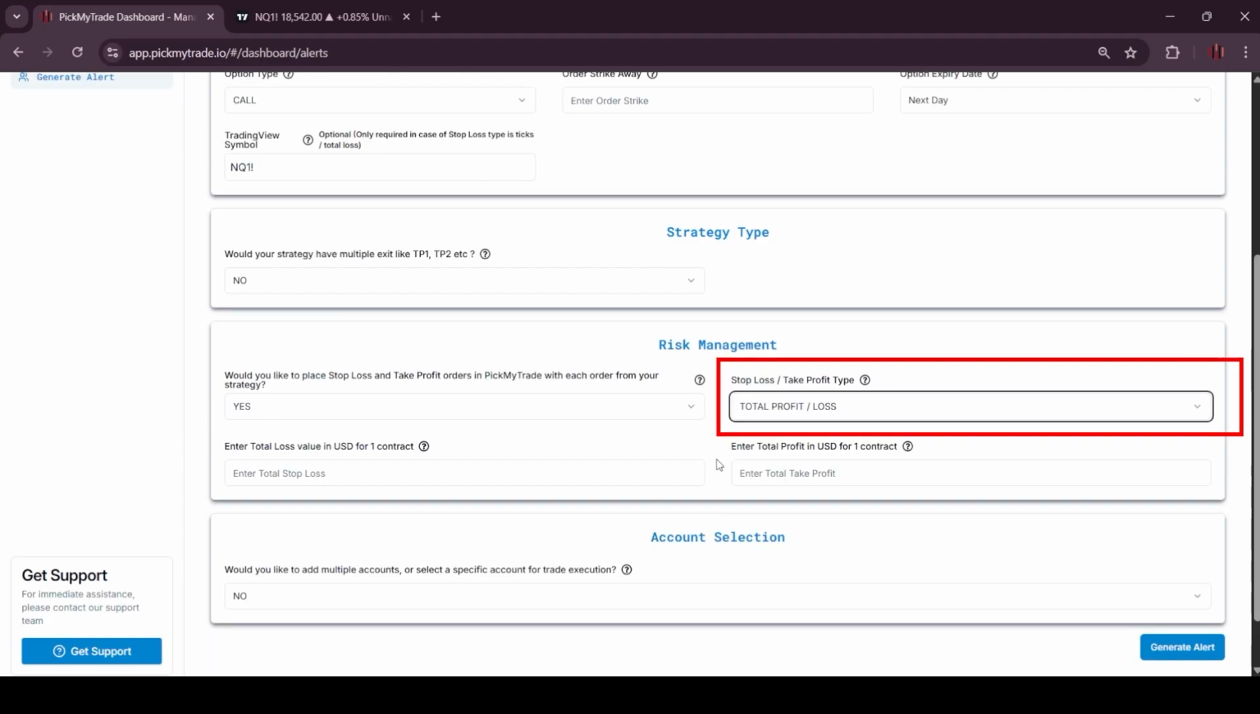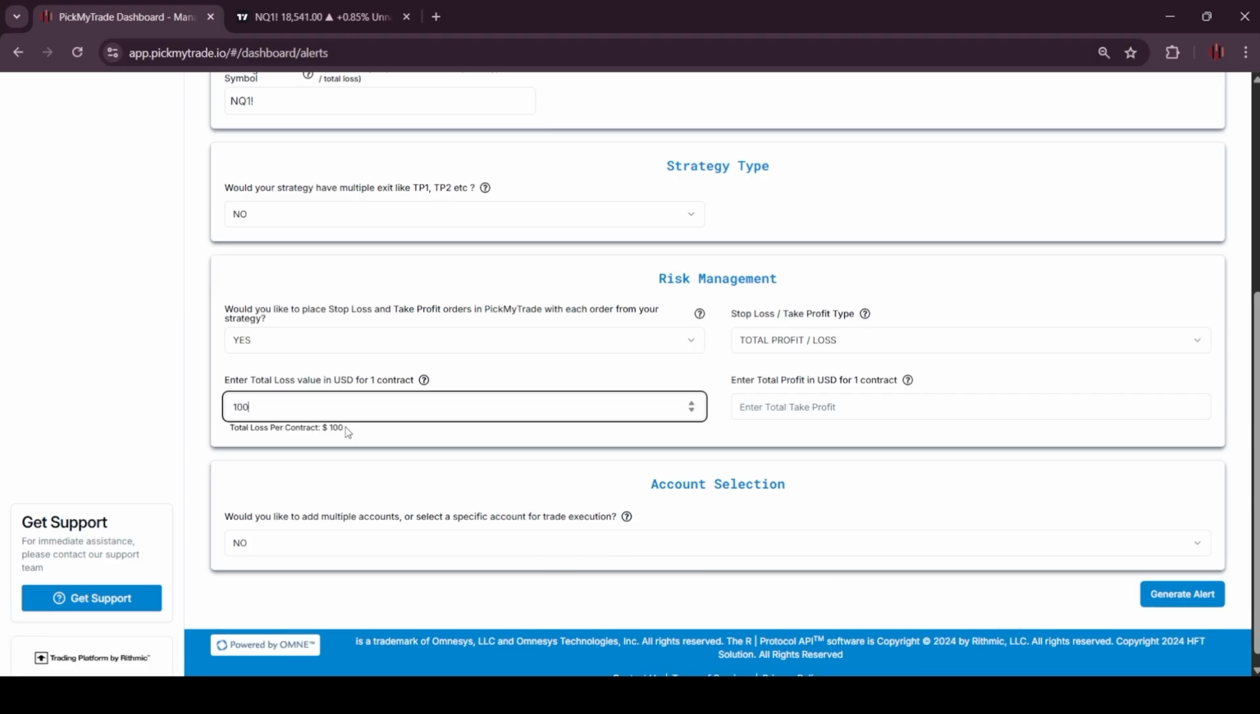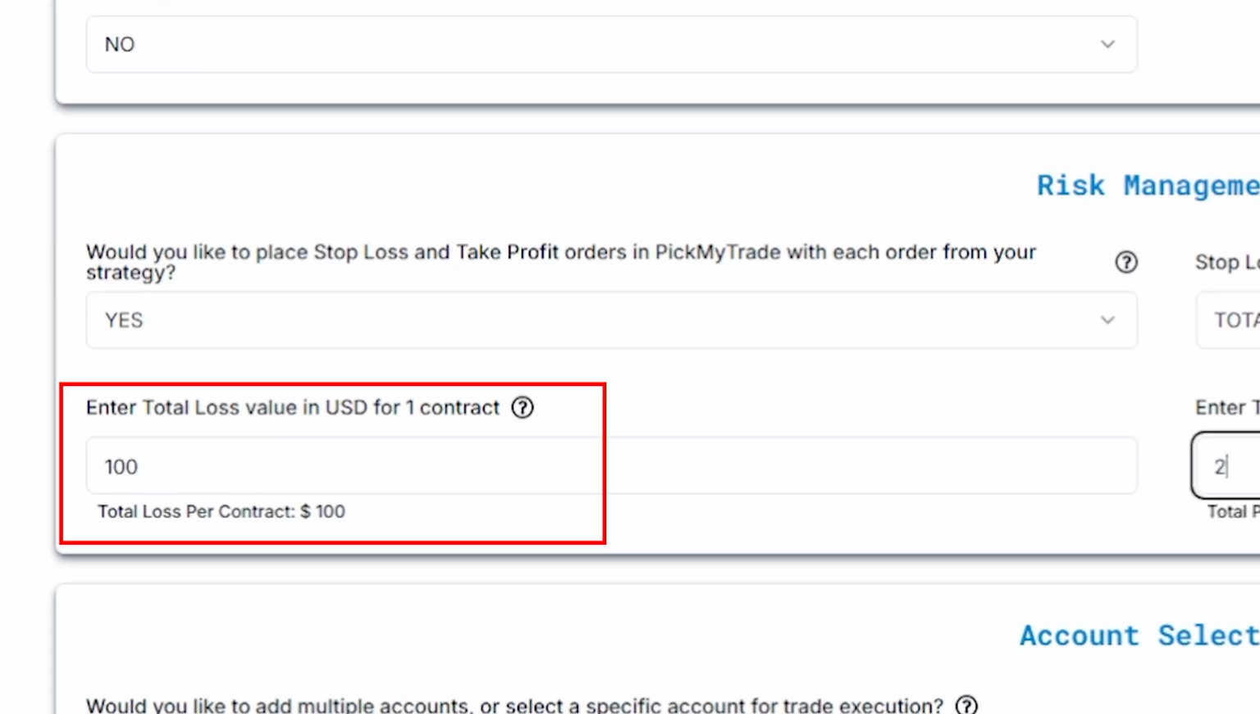Now we will move to total profit or loss. Here, you just say, I want to risk $100 per contract, and the system does the rest. And when I set 100 here, the total loss for one contract will be 1,000.